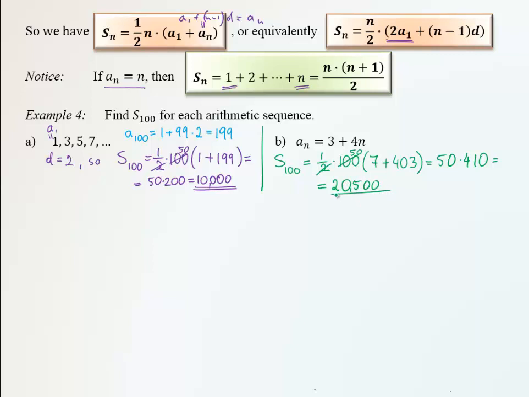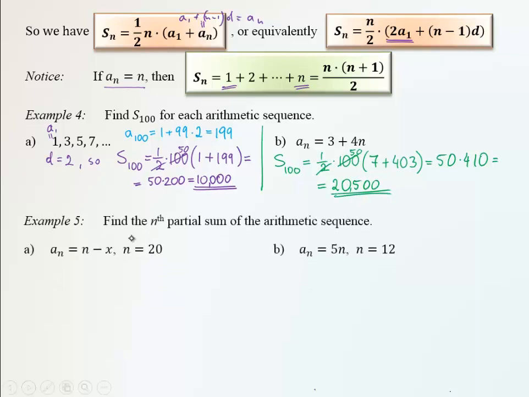20,500 overall sum. Now find the nth partial sum of the arithmetic sequence. And the nature of the sequence is kind of unusual because the nth term is given by an expression. Okay, let's see what we have here. The n given is 20, so we really need to find S20.